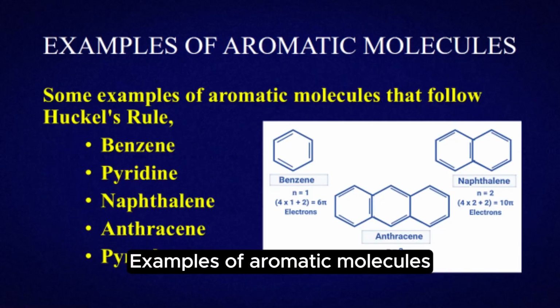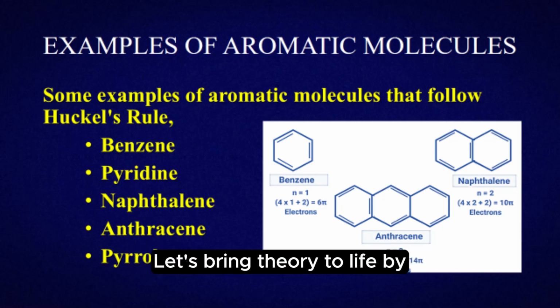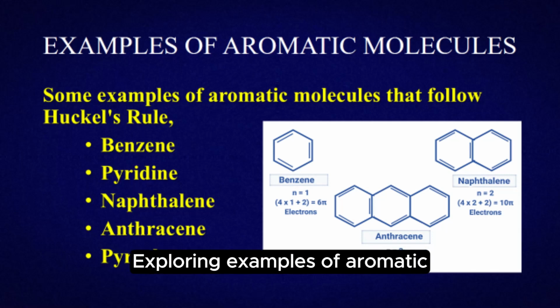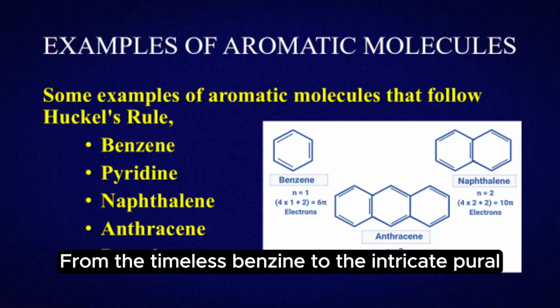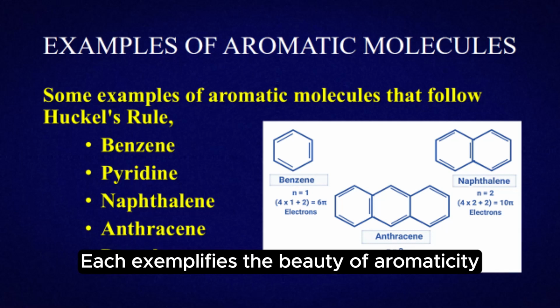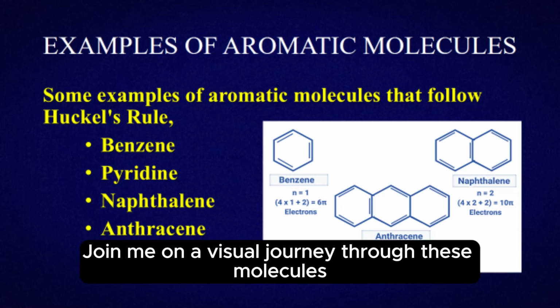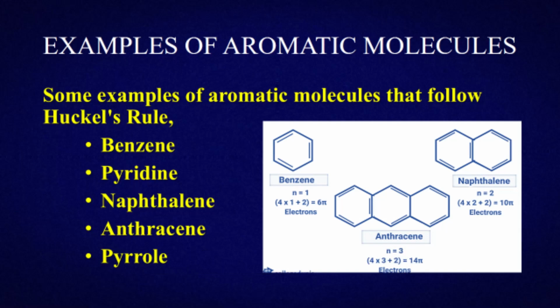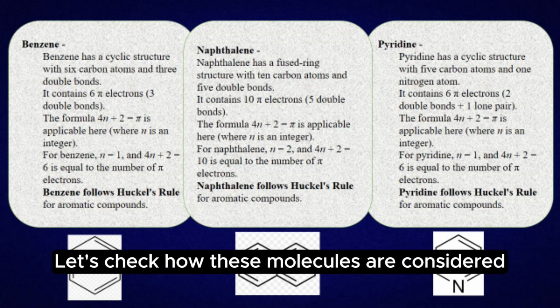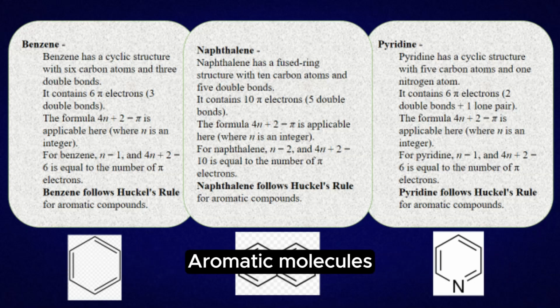Examples of aromatic molecules. Let's bring theory to life by exploring examples of aromatic molecules that adhere to Huckel's rule. From the timeless benzene to the intricate pyrrole, each exemplifies the beauty of aromaticity. Join me on a visual journey through these molecules: benzene, pyridine, naphthalene, anthracene, pyrrole. Let's check how these molecules are considered aromatic according to Huckel's rule.